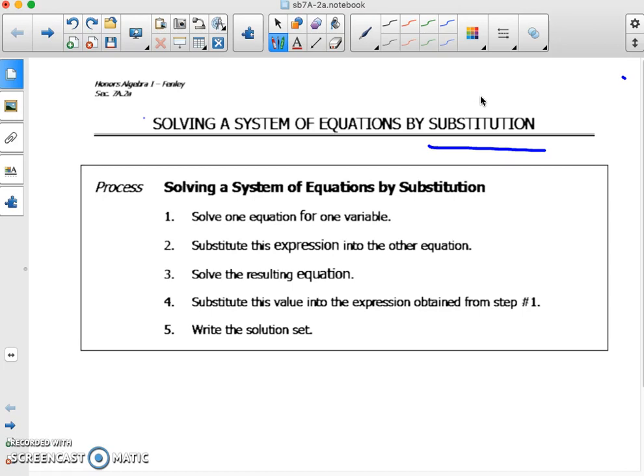This little guide right here, this process, is going to be really helpful, and I'm going to keep referring back to this. What we're going to do is solve one equation for one variable. Then once you pick one of the equations, you substitute the value back into the other equation and solve that equation. And then from there, we're going to substitute this value into the expression from step one, and then we'll write a solution. So I'm going to walk through all these with you. All right, so here we go.